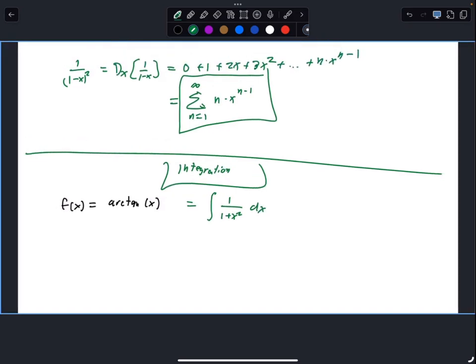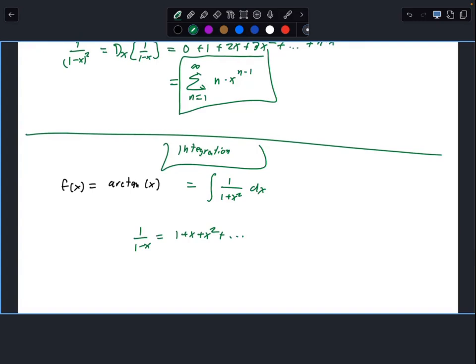Wait a minute, didn't we just earlier in this lecture figure out 1 over 1 plus x squared? So we found 1 over 1 minus x was 1 plus x plus x squared plus dot, dot, dot. We figured out 1 over 1 plus x squared gave me 1 minus x squared plus x to the 4 minus x to the 6, oh yeah, plus dot, dot, dot, plus negative 1 to the n, x to the 2n.